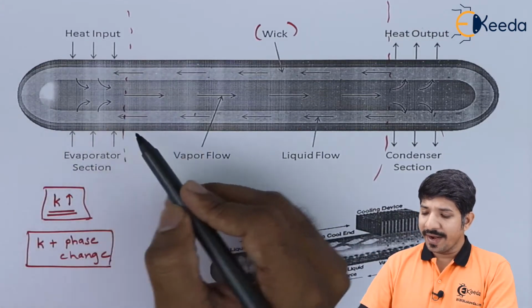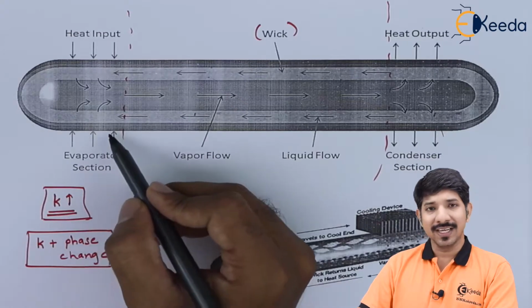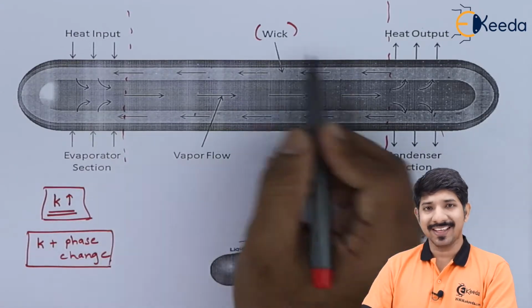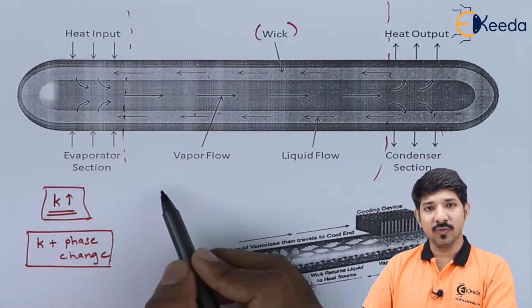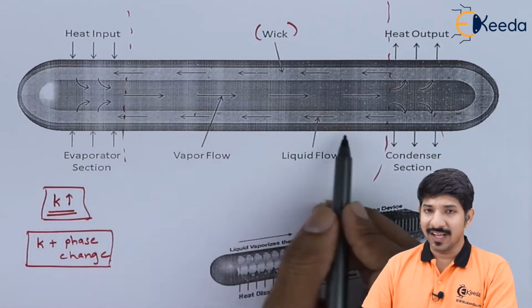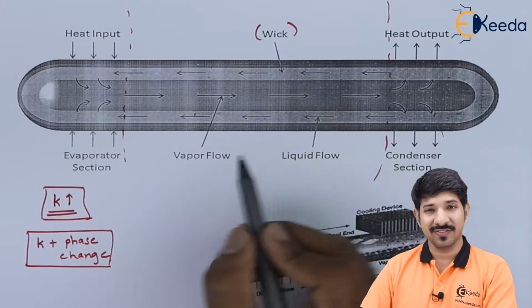This can also be made vertical. If it is made vertical, so that the condensing part is kept upward and the evaporating part is kept downward, then that sort of scenario is also called a thermosiphon.